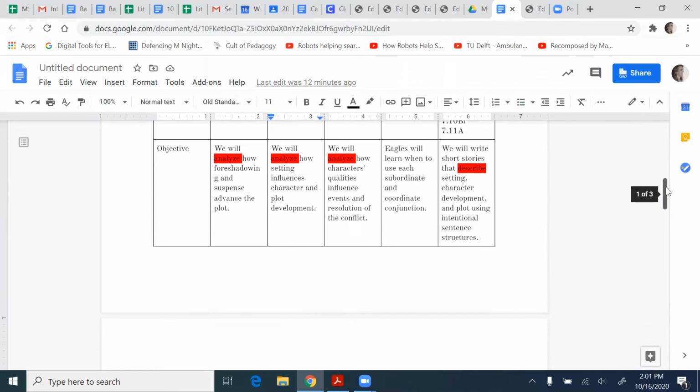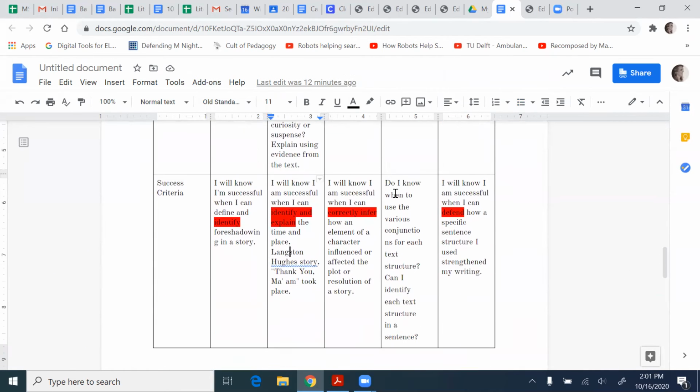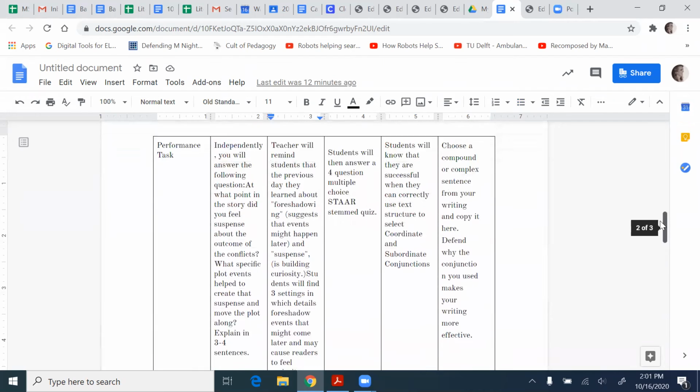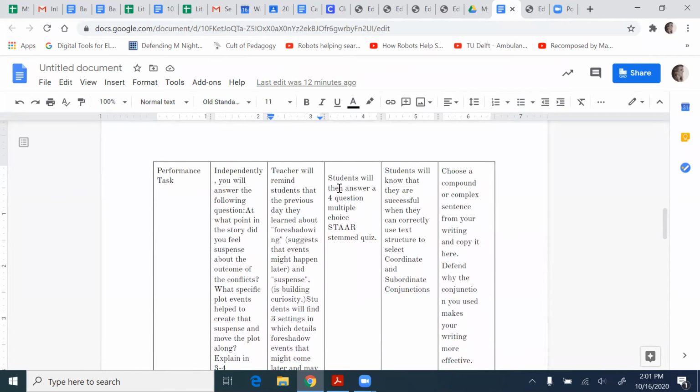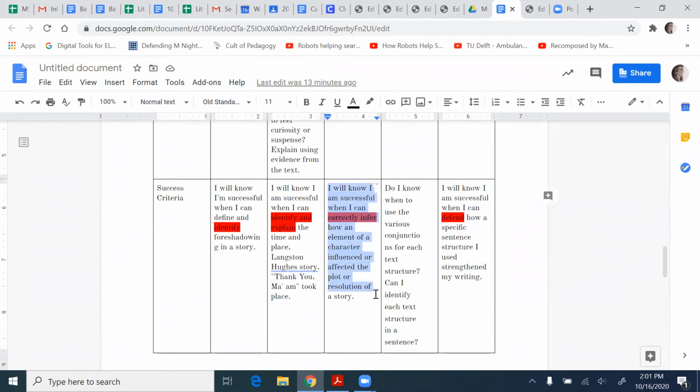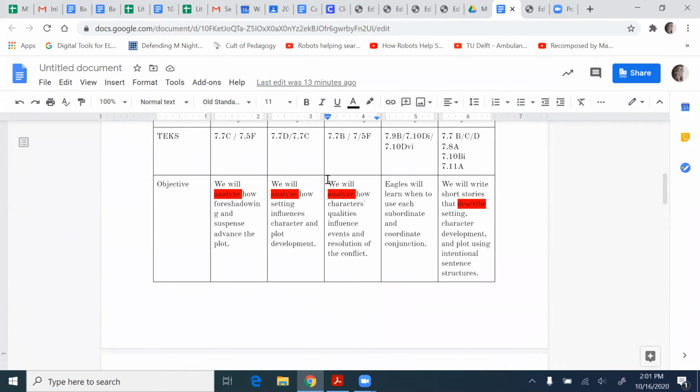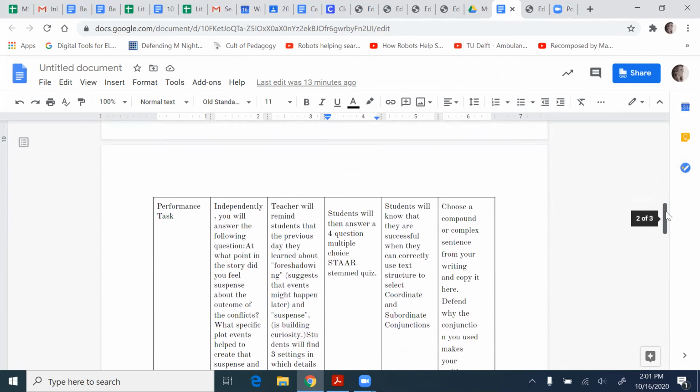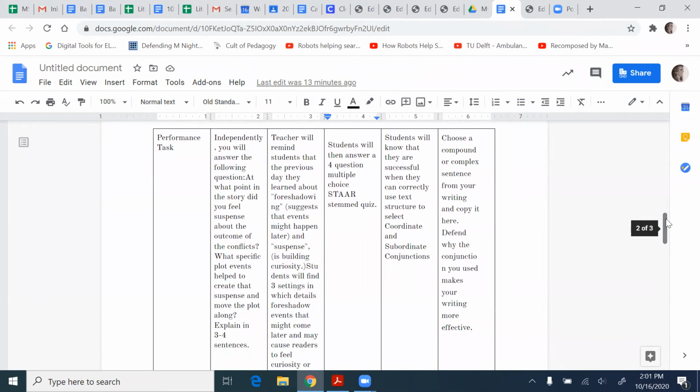Okay, let's come down here and see if at the end of the day, we're going to be able to check that. I will know I am successful when I can correctly infer how an element of a character influenced or affected the plot or resolution of a story. You come here and see how you're doing it. Students will then answer a 4-question multiple choice stemmed quiz. All right, so those are aligned. If I can check this success criteria, then I will know if my students are capable of doing this. Now, my only thing is, we got it a little bit mixed up.